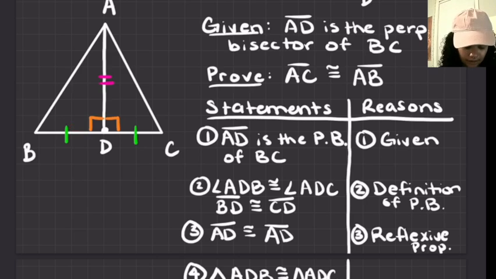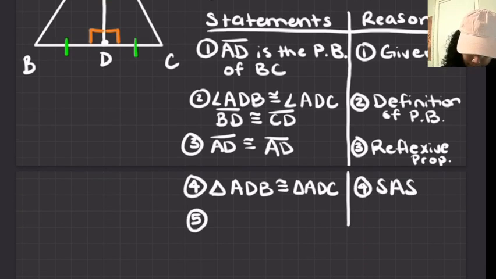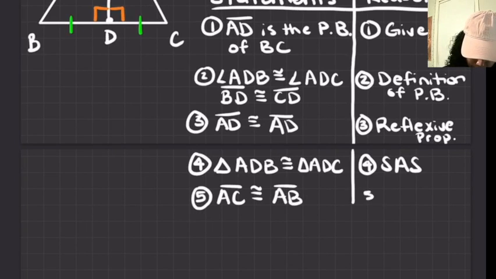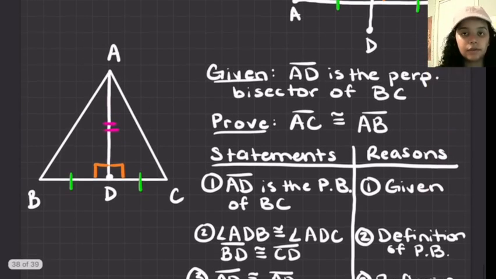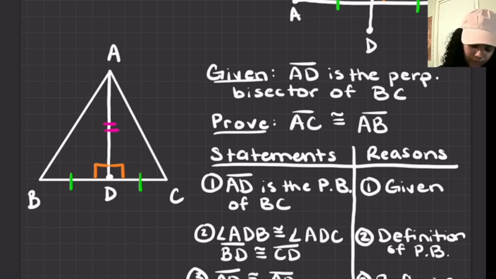So now finally, I can show that triangle ADB is congruent to triangle ADC because they have side, angle, side, okay? So I can prove that they're congruent by side, angle, side, which means that finally I can prove that AC is congruent to AB by CPCTC. So corresponding parts of congruent triangles are congruent. So essentially, I'm going to finish labeling these triangles.